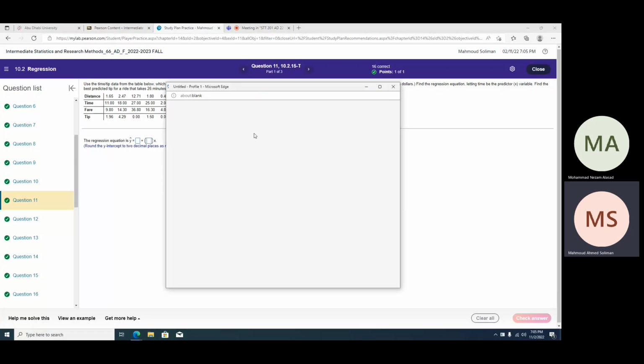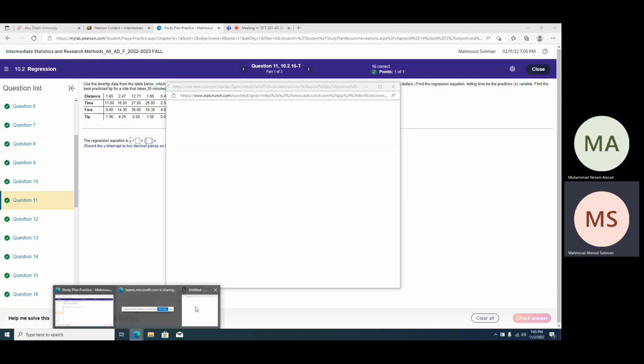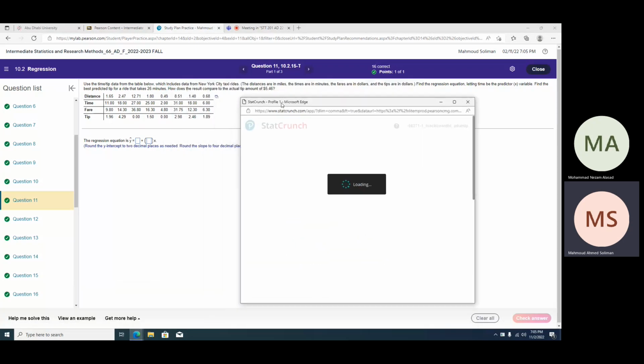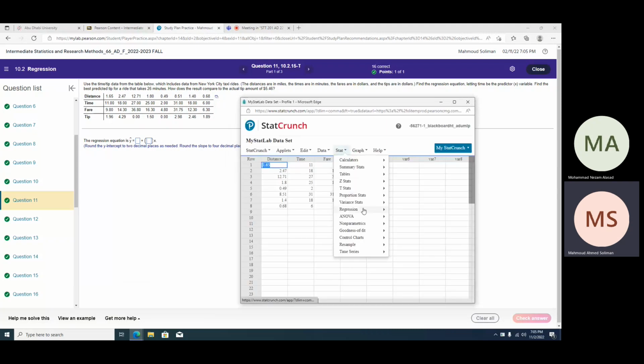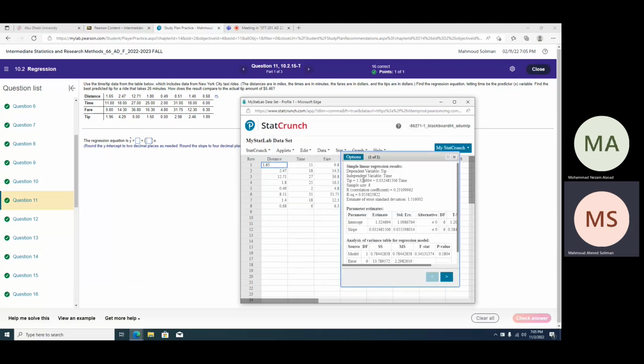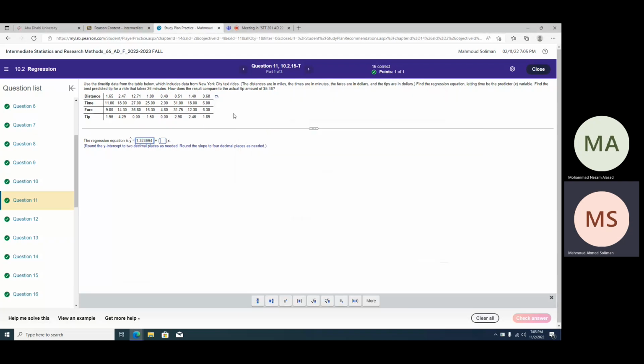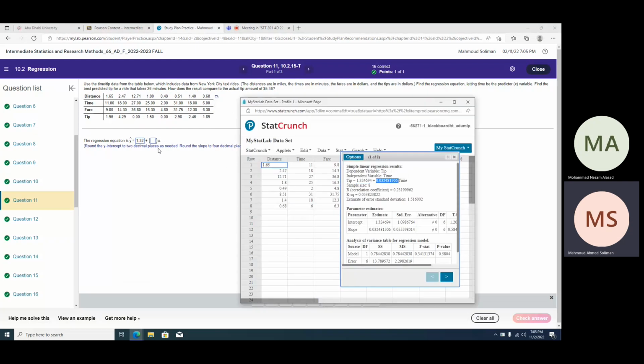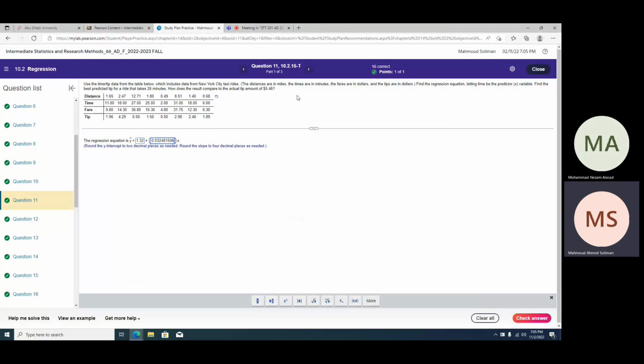Okay, let's see. Find the equation. So stat, find the equation, regression simple linear. So x is time, and then tip. Then compute. Then we have this one, 2 decimals. This one is 4, right? We have 5 now.